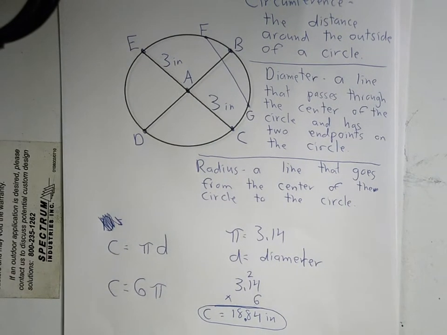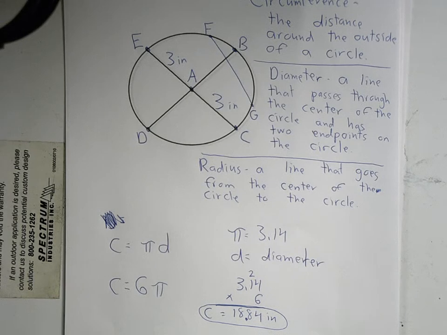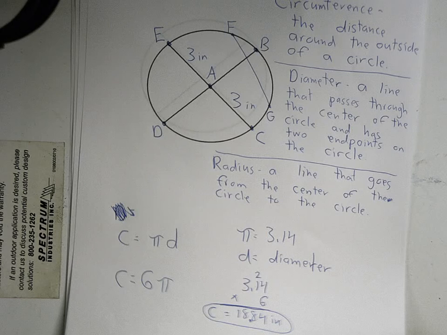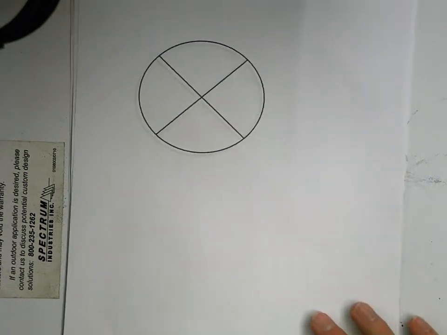The problem with finding circumferences is you're almost always going to have decimals in them. I'm sorry about that. Okay? But it's true.